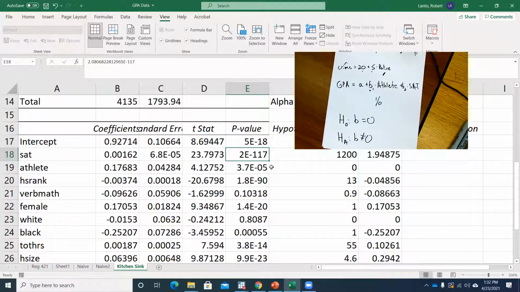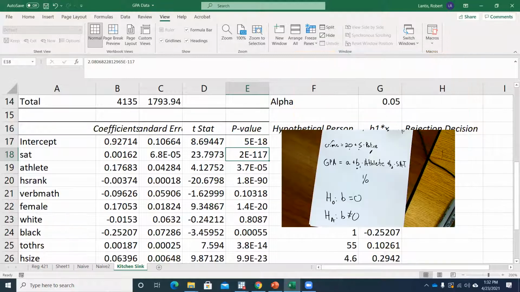And then go to the next variable, athlete. It has a p-value of 0, so I would reject the null there. There's a significant relationship. Then I look at one like the verbal math score, 0.1. That's not less than my alpha of 0.05, so I fail to reject. Well, if I fail to reject, I'm really saying the relationship, I can't say that it's not 0. There could be no relationship there. So I would say there's not a significant relationship between that verbal math test and college GPAs.